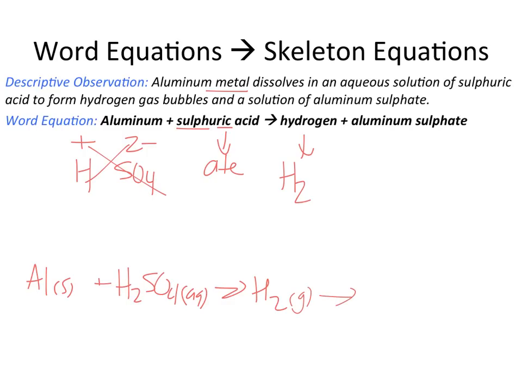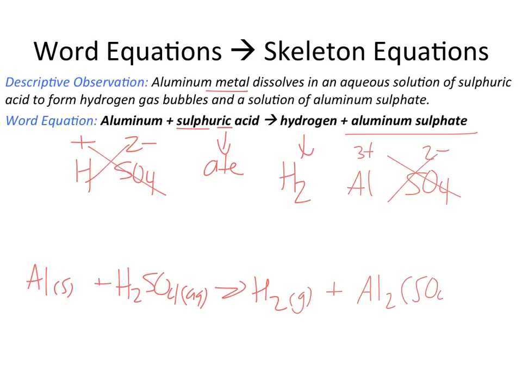Excuse me, not an arrow. We want a plus sign. Plus aluminum sulfate. So again, we have Al and SO4. This has a charge of 3+ because it's in the third group. This has a charge of 2-. Cross-cross, and we get Al2(SO4)3. And it says that it's a solution, so this is going to be aqueous. And there is our skeleton equation.